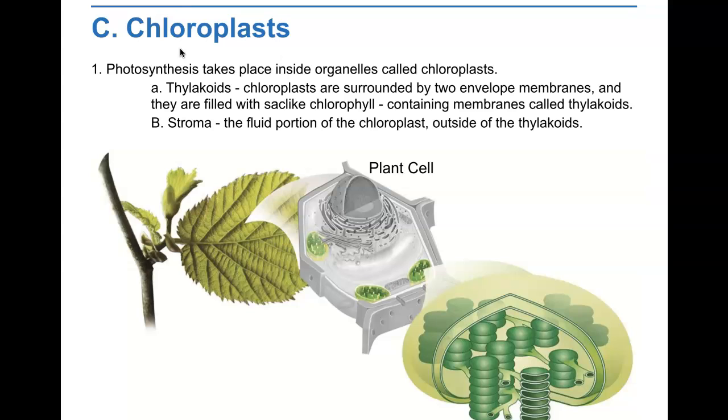Photosynthesis takes place inside organelles called chloroplasts. Chloroplasts are surrounded by two envelope membranes, and they are filled with sac-like chlorophyll-containing membranes called thylakoids. These thylakoids are interconnected and arranged in stacks known as grana. The fluid-filled portion of the chloroplast outside the thylakoid is known as the stroma.